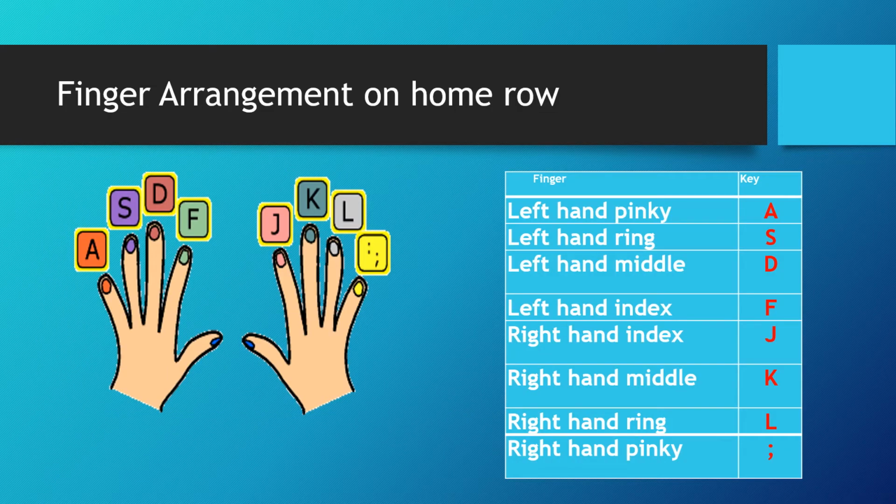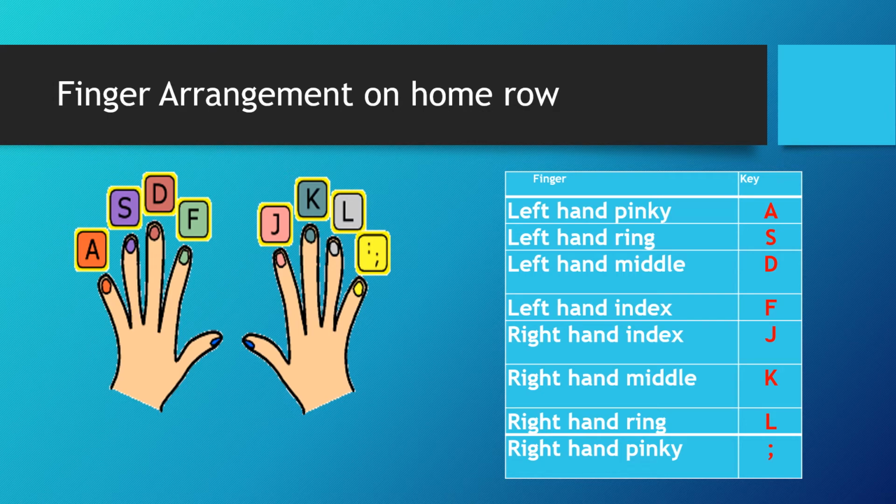Your smallest finger of the left hand will be arranged on A. Next finger will be arranged on S. Smallest finger is known as the leftmost finger, and S is for the second finger, D is for the middle finger, F is for the left hand index finger. And now right hand, the first finger is arranged on J, second on K, third on L and fourth on semicolon.